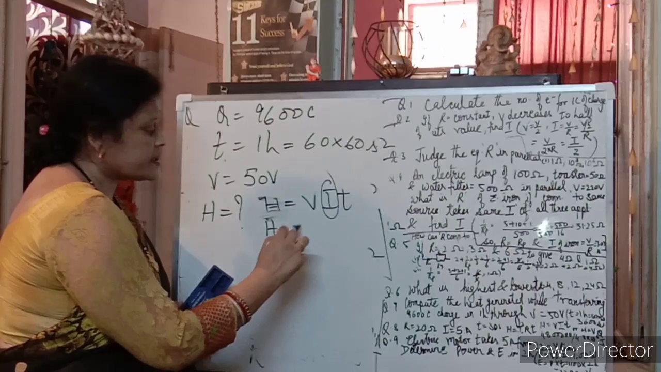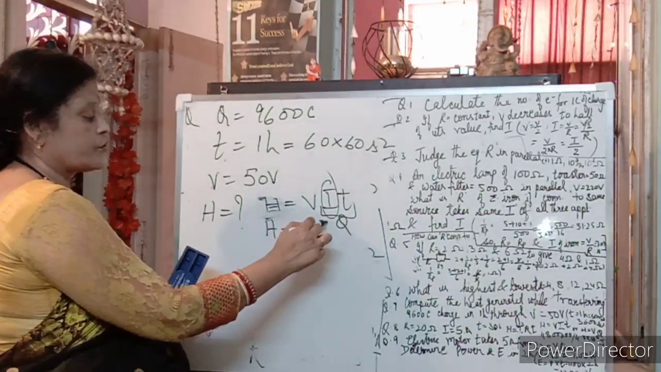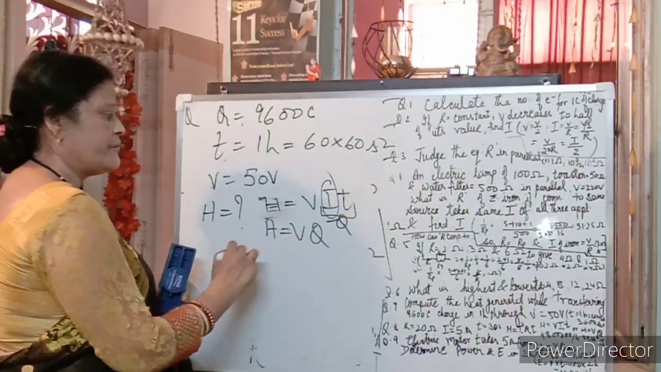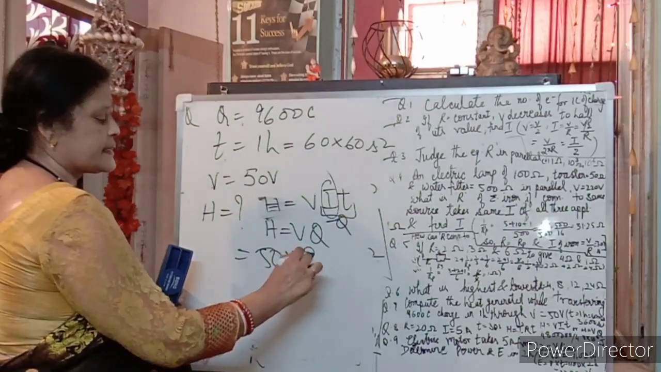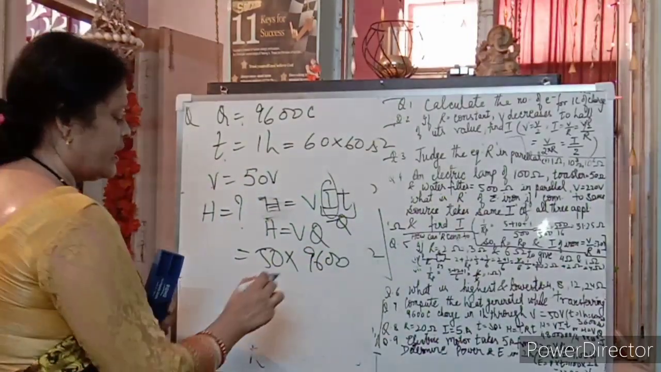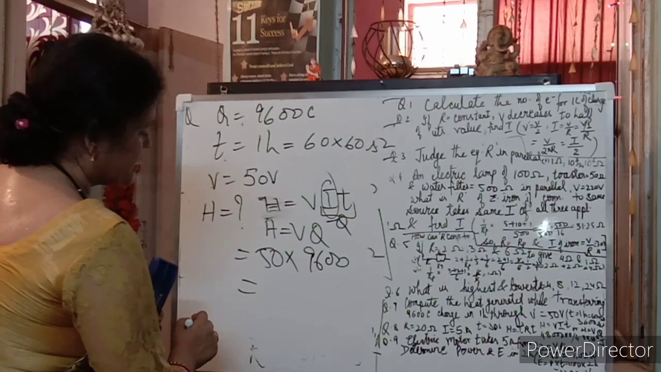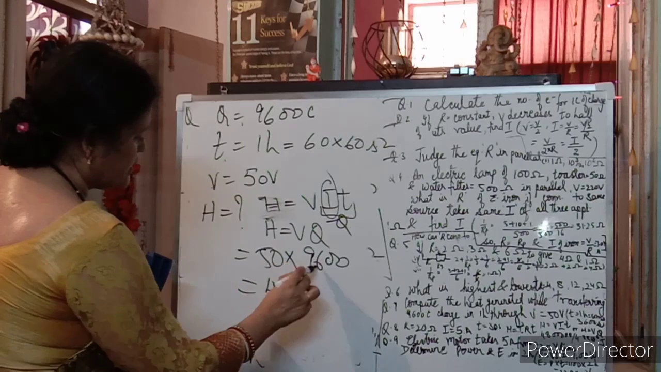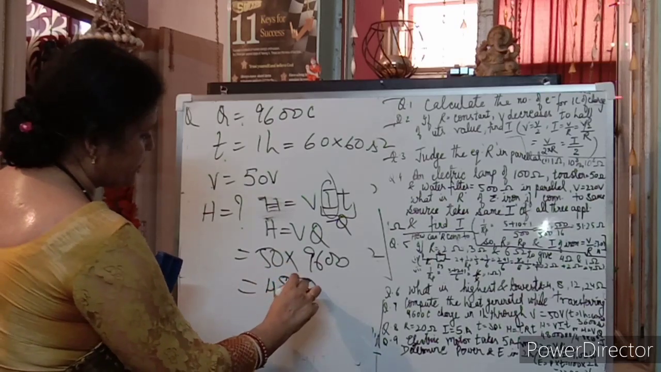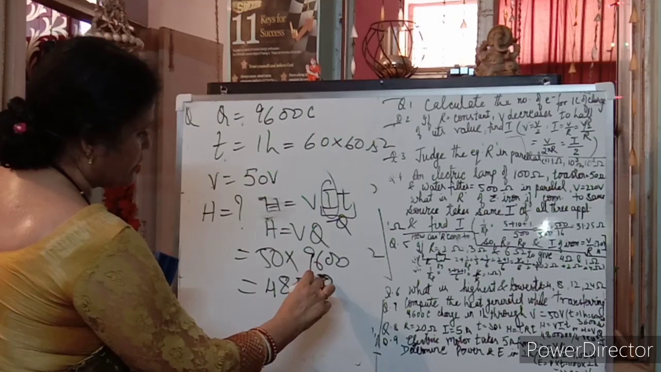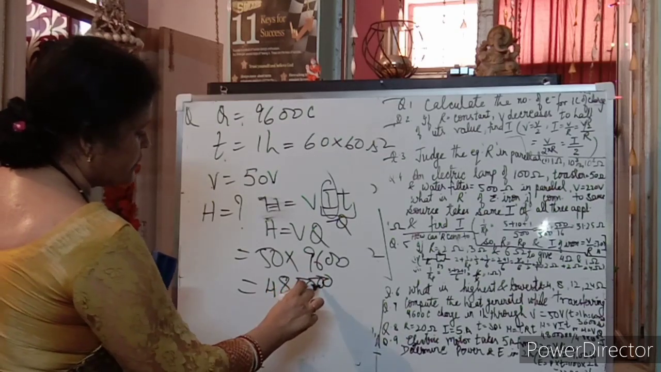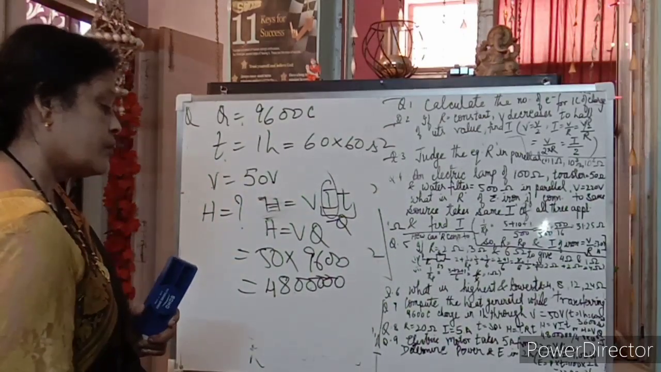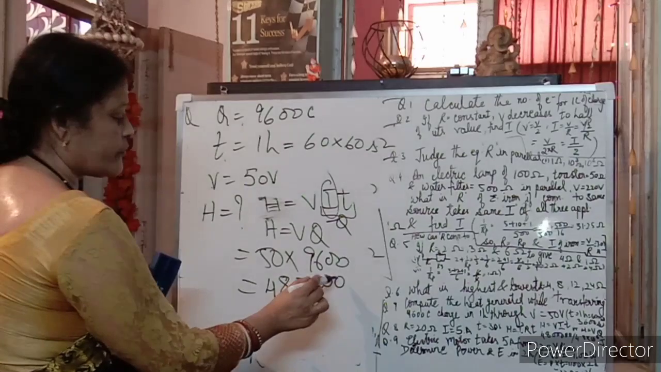We know that H is equal to V into I into T, and I into T is Q. So Q is given, student. Q is given. So this is another formula, VQ. So 50 into 9600. What will be the answer then? 96 into 5 is 480, so 48,000, and 6 zeros will be there. Clear? So 48, then 1, 2, 3, 4, 5, 6.